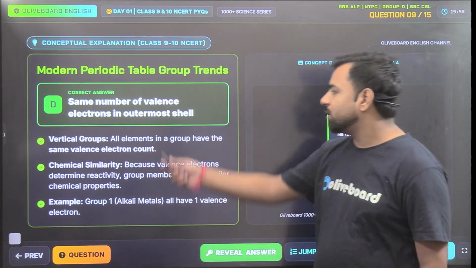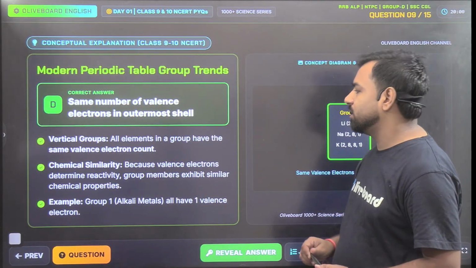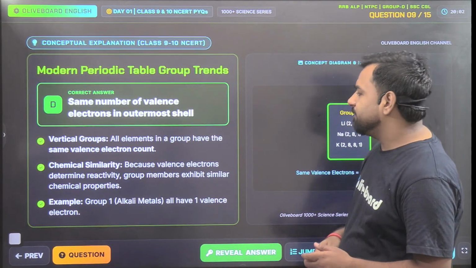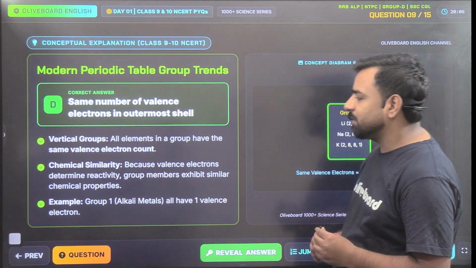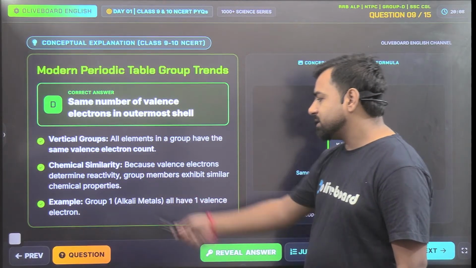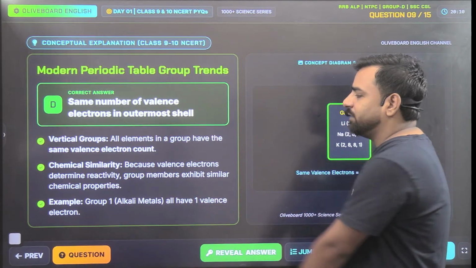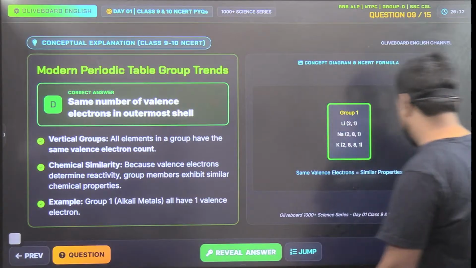Okay, so it's given all the elements in a group have the same valence electron count. Chemical similarity, because valence electrons determine the reactivity. Group members exhibit similar chemical properties. Group number 1, that is alkali metals, they all have one valence electron. We have already seen it. Next.